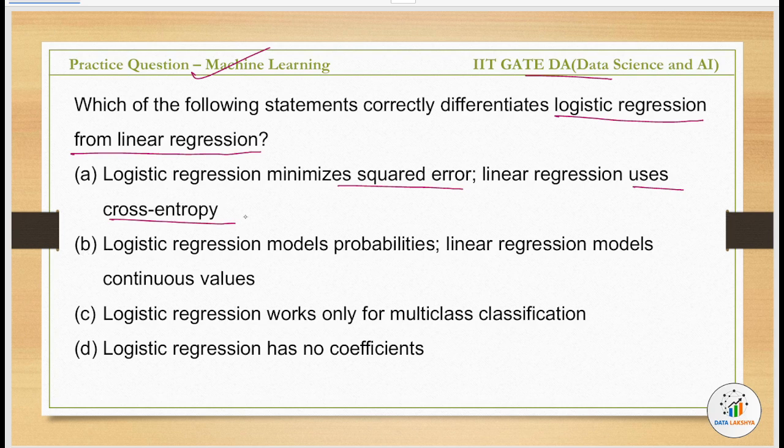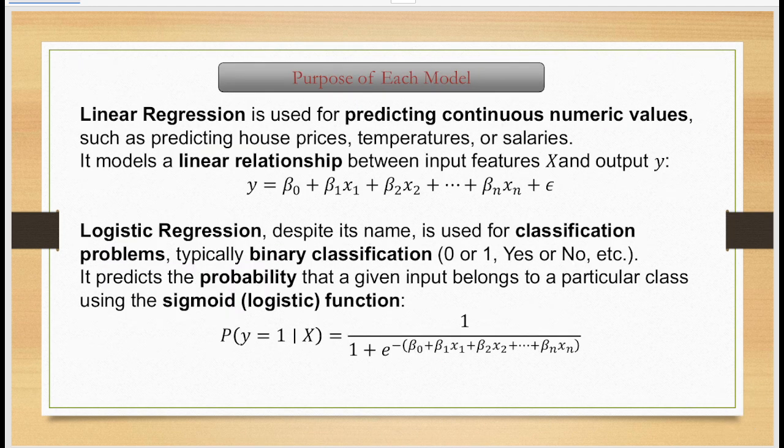Second option is logistic regression models probabilities and linear regression models continuous values. Third option is logistic regression works only for multi-class classification. And fourth option is logistic regression has no coefficient. So before going to discuss each option, let us see the definitions.